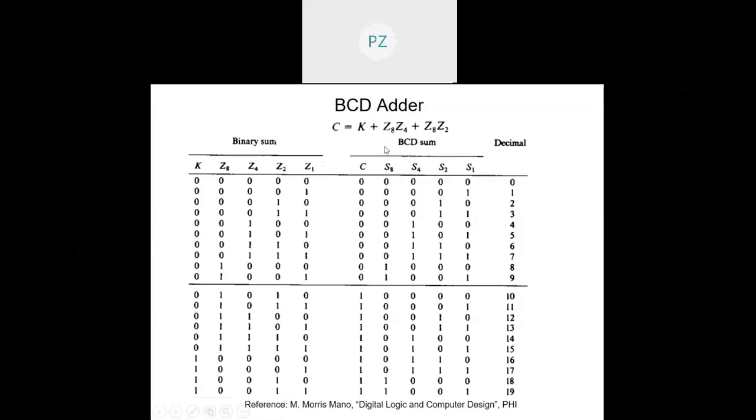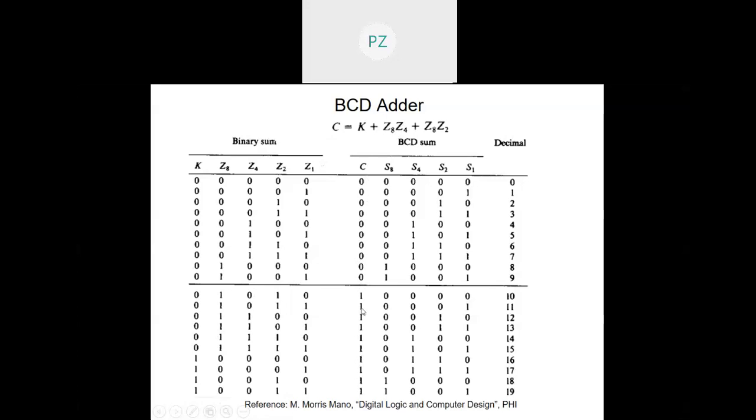So what I'm doing is Z8 and Z4 or Z2. So when you say Z4 or Z2, right? So Z8 dot (Z4 or Z2), right? So this covers exactly these conditions. Let me explain once more. I just have to generate C, because the C can give me the correction of 6, right?